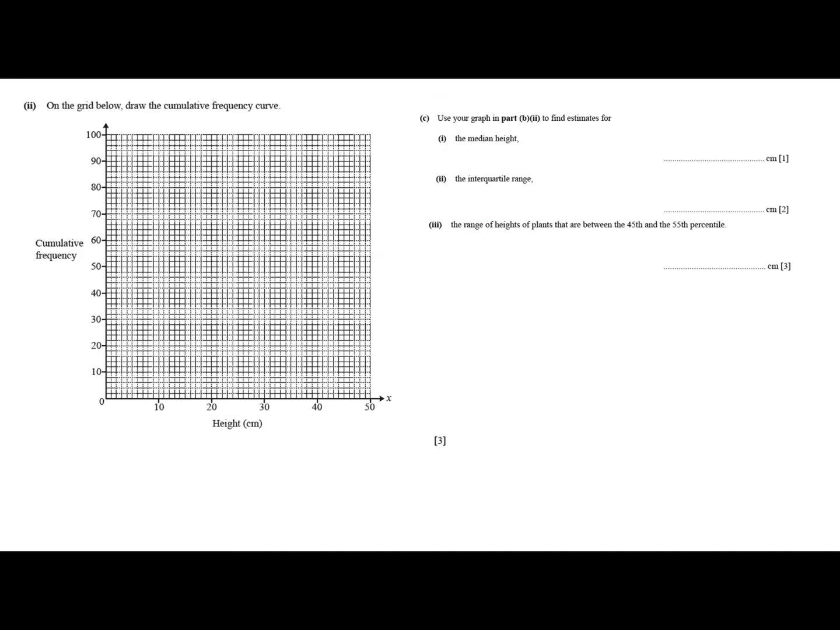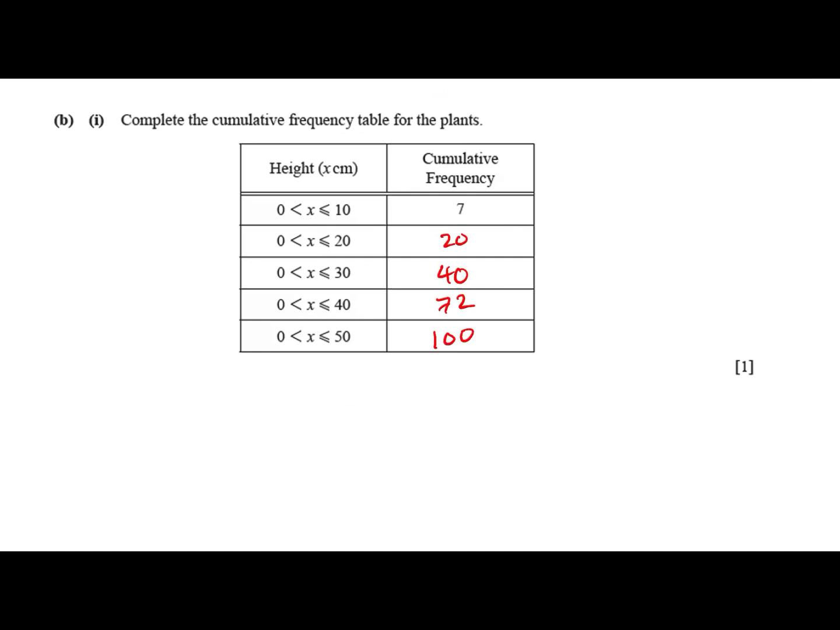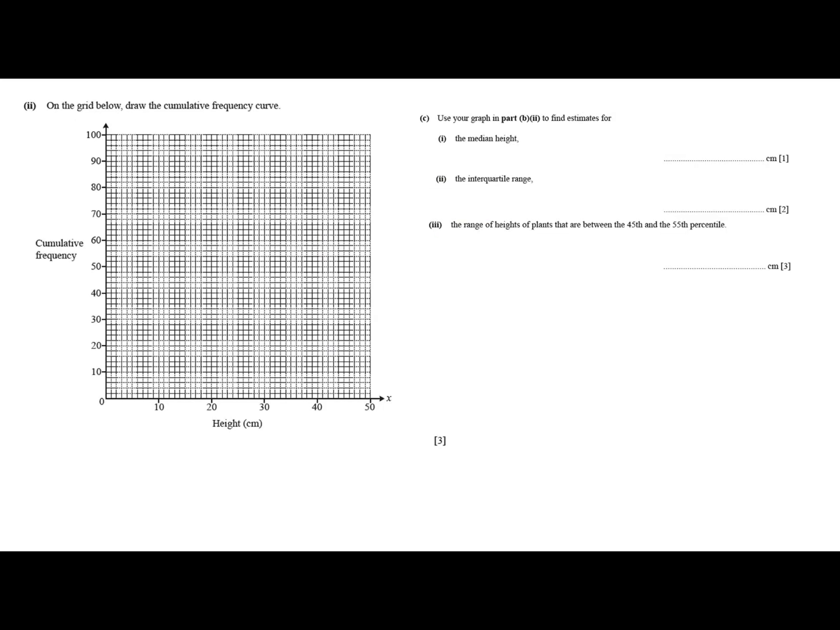So now what you do is you plot this on a graph, and what you must plot is the upper class boundary against the cumulative frequency. You will not plot midpoints, and you certainly won't plot the lower point, because it's always 0, right? So that doesn't make any sense. So you're plotting 10 against 7, 20 against 20, 30 against 40, 40 against 72, and 50 against 100.